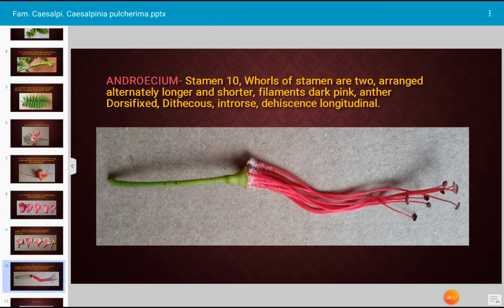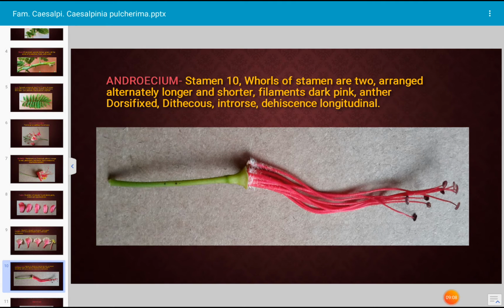This is the androecium of Caesalpinia pulcherrima, family Caesalpiniaceae. There are 10 stamens in the flower. They are arranged in 2 whorls, one longer and another short, like this. They are alternately arranged. The arrangement of the long and short stamens is alternate to each other. Filaments are dark pink in color. What is a filament? The stalk of the anther is known as the filament, which is dark pink.